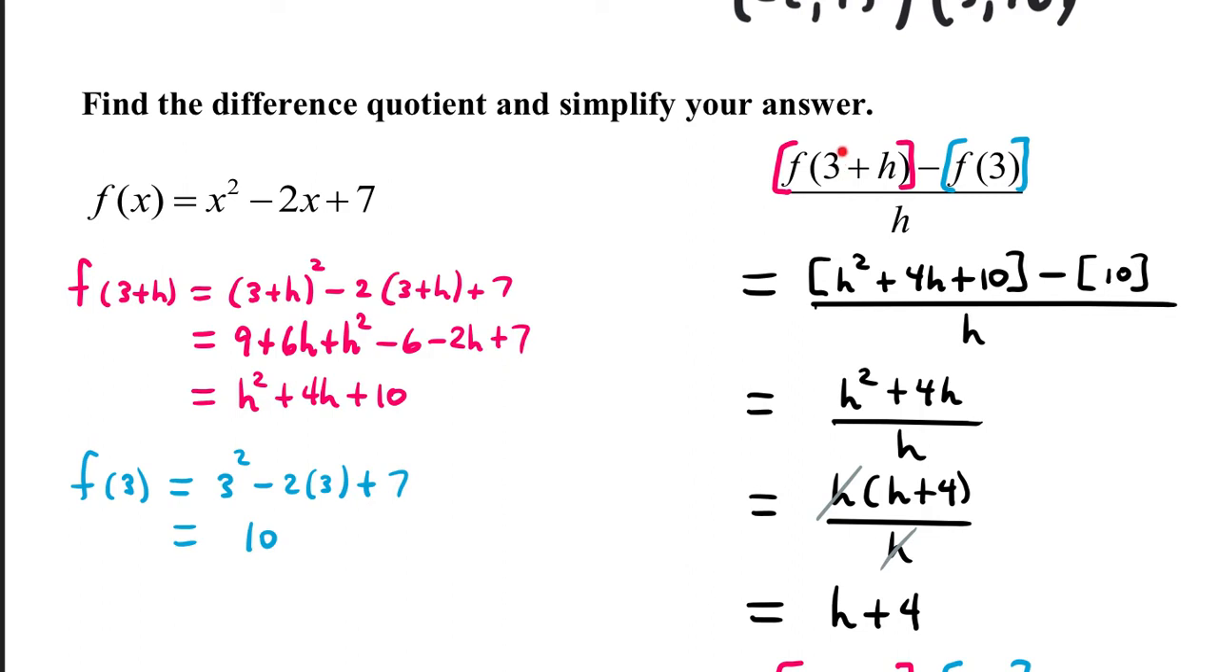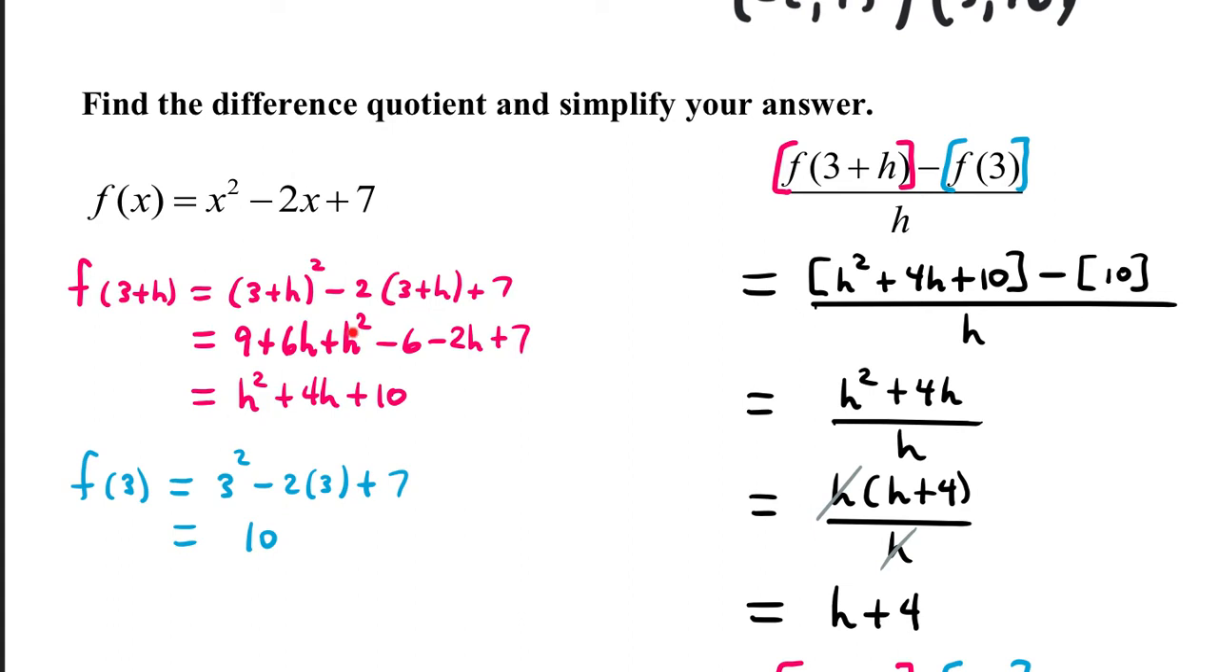Upper left, let's calculate that, f of 3 plus h. You go back to your function, replace the variables with 3 plus h. That will give us 3 plus h squared minus 2 times 3 plus h plus 7. If you take two 3 plus h's, 3 plus h times another one, and FOIL and combine like terms, you will get 9 plus 6h plus h squared. Distributing negative 2 is negative 6 minus 2h plus 7.